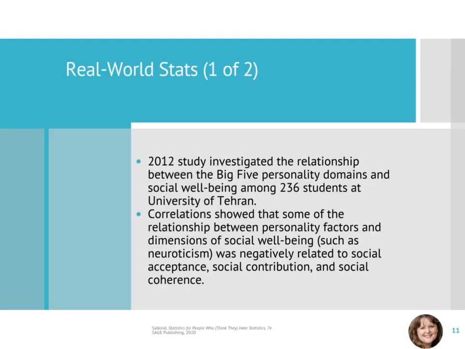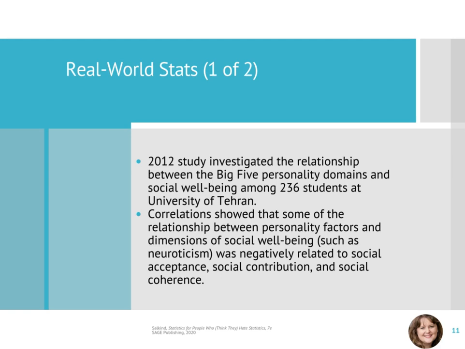Just wanted to walk through a couple things. An interesting study in 2012 looked at the relationship between those Big 5 personality domains and social well-being among 236 students at the University of Tehran. So what you've got there is your Big 5, if you remember what they are, right? And so I won't run through them. You can go Google it if you need to.